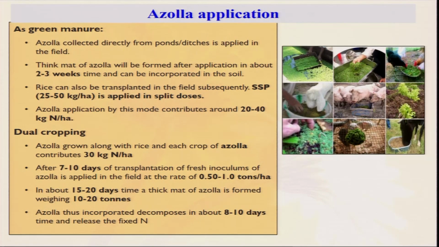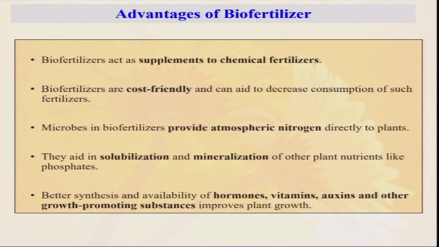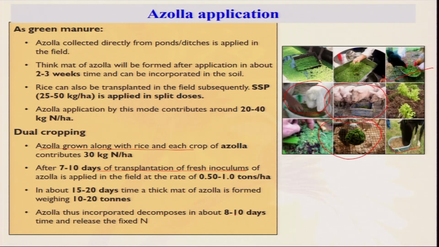You see how we are feeding different animals, we are giving it to pig, we are giving it to goat, maybe to your poultry or ruminants. And if you see, it can also be a green manure, a livestock feed, and used for dual cropping. Dual cropping means azolla can grow along with rice. After 7 to 10 days of transplantation we apply it, so then this azolla can decompose and give fixed nitrogen. So, rice is growing, azolla is growing, but azolla is not disturbing the rice, it is helping by nitrogen fixation. And also after the rice crop, when this azolla decayed matter comes to the soil, the soil condition is good.